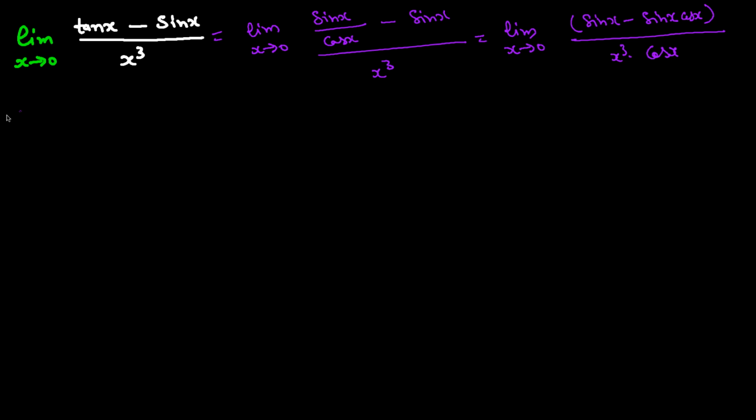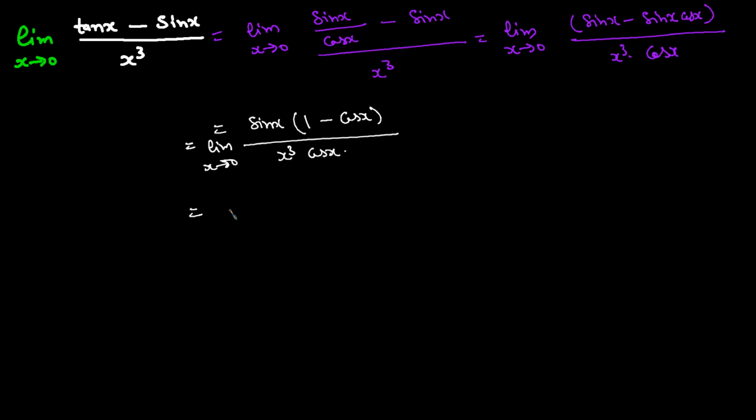Okay, and so rewrite it. So if we can take sin x out because it's a common factor for both of them, we're going to take sin x out, so we're left with 1 minus cosine x over x cube cosine x. Okay, and now we're going to write the limit. Sorry, forgot. Limit x approaches 0.